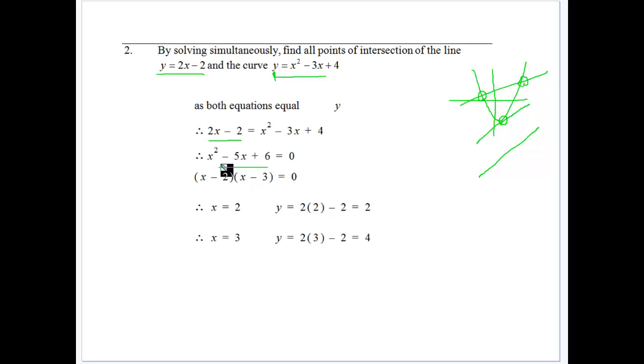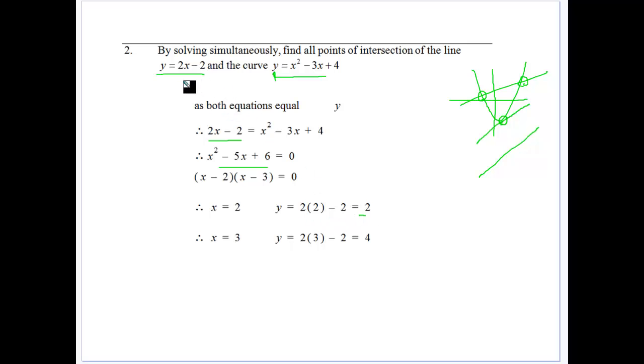Which would mean when you try the quadratic formula, you'd get a negative under the square root, and that's what it means. It has no solutions. There's no way the line intersects the parabola, and that's okay too.